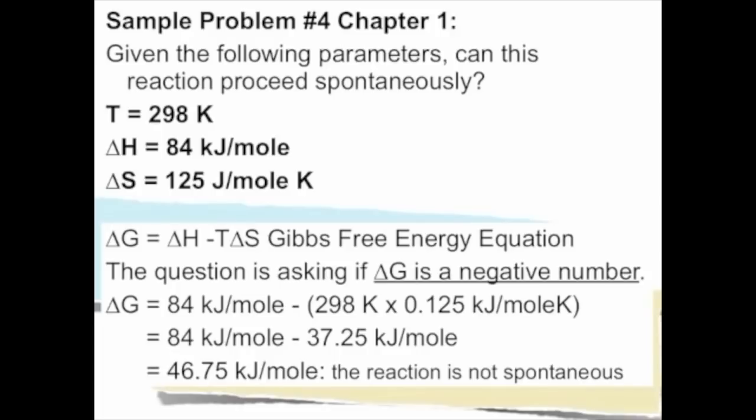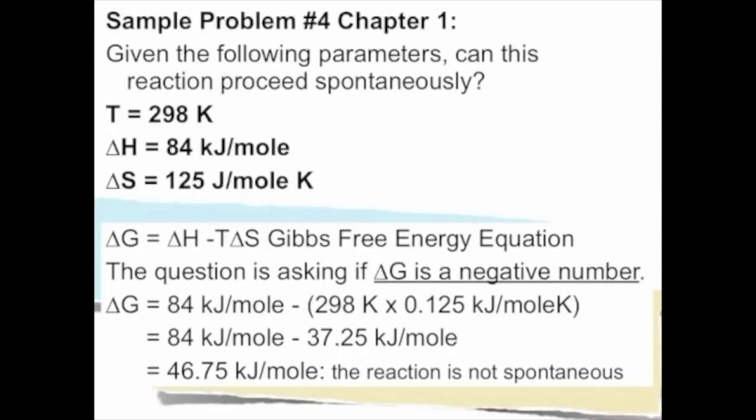This is sample problem number 4 in chapter 1 of your book. Given the following parameters, can this reaction proceed spontaneously? T is equal to 298 Kelvin. Delta H is 84 kilojoules per mole, and delta S is 125 joules per mole Kelvin. And since delta G is equal to delta H minus T times delta S, the question is asking if delta G is a negative number. That means it will proceed spontaneously.